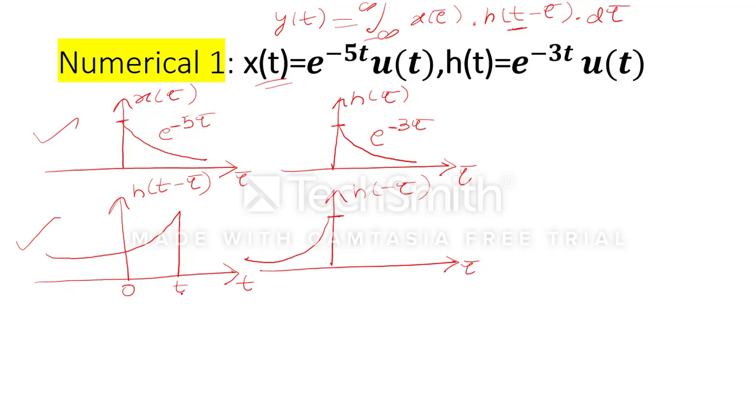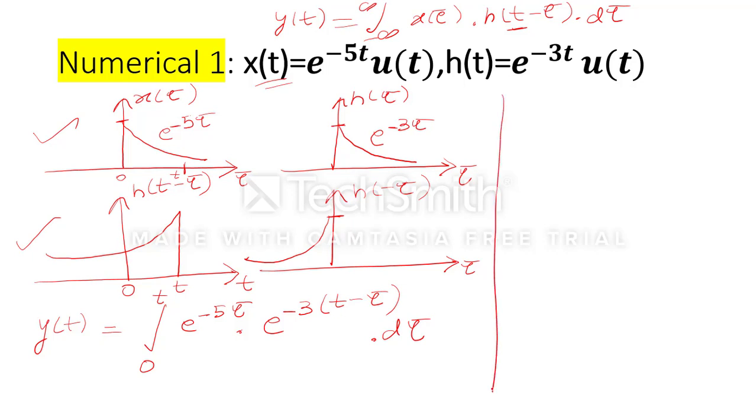So now putting the value in the formula, y(t) will be equal to, because the overlapping area will come between 0 to t only, that's why now our limit will be 0 to t. x(tau) is nothing but e^(-5 tau), and h(t minus tau) will be e^(-3) instead of t we will write (t minus tau) d tau. We should remember here t is a constant value, so we can take it out.